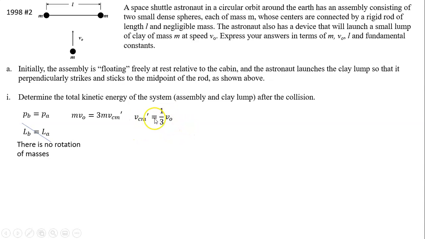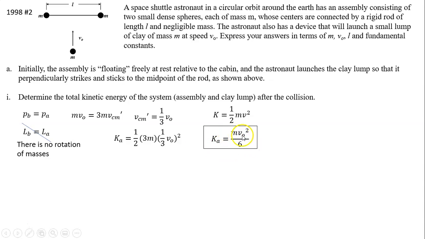But this is not the end, because they are asking what is the total kinetic energy. Kinetic energy is 1/2 m v squared. Here m is 3m, since we have three masses stuck together, and v is just 1/3 v0. Substituting everything in, K after is m v0 squared over 6.